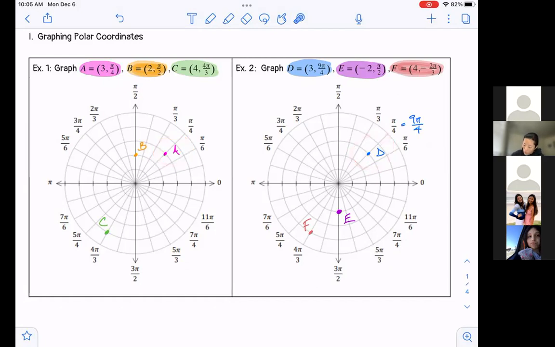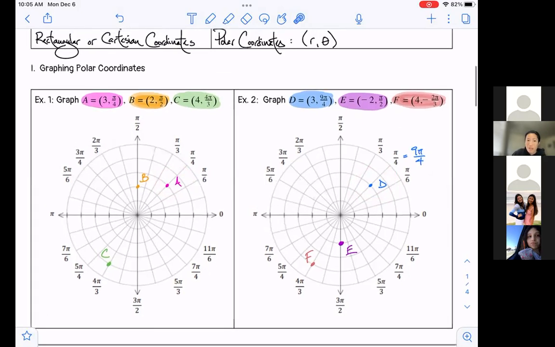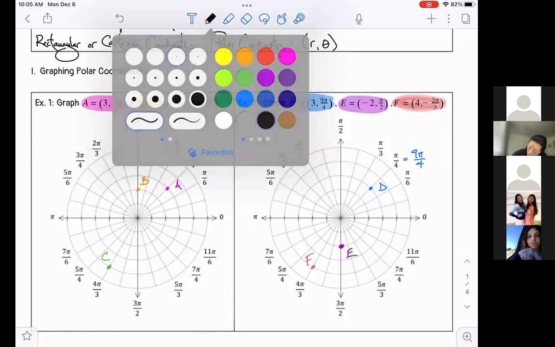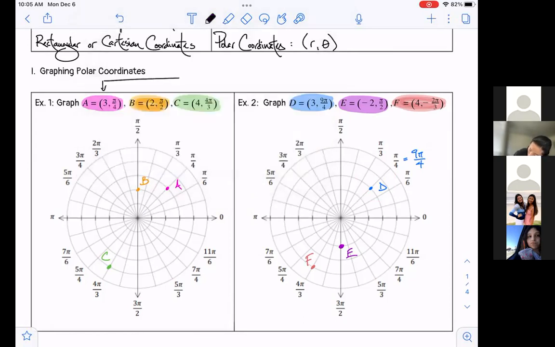Okay, well, let's take a look at the points for a moment. A, we called 3 comma pi over 4, but D, we called 3 comma 9 pi over 4. I didn't give you the same directions to get there, but you ended up at the same point. And so that's actually one of the neat things about polar coordinates: you can have more than one name for the same point. So I can say 3 comma pi over 4, and someone else can say 3 comma 9 pi over 4, and we'll end up at the same point.